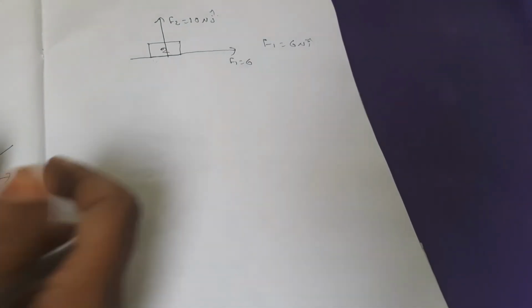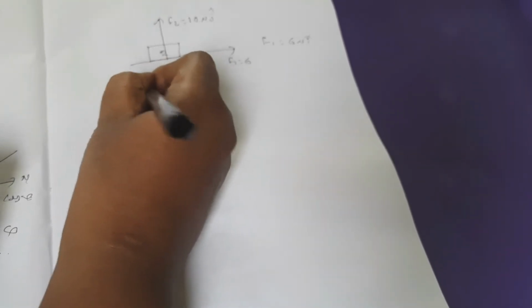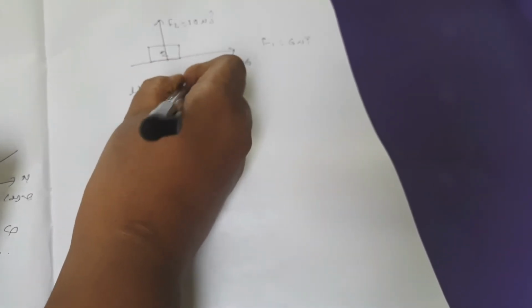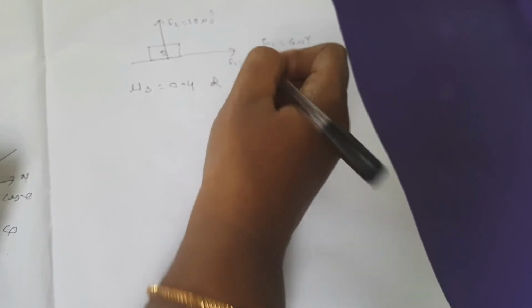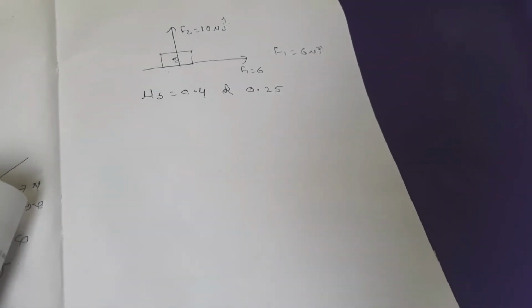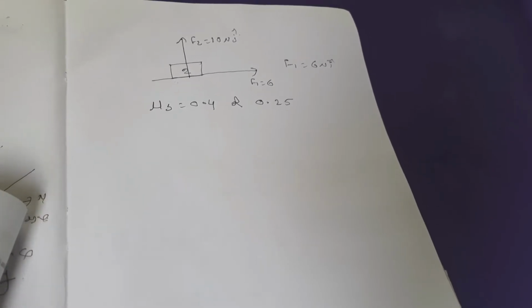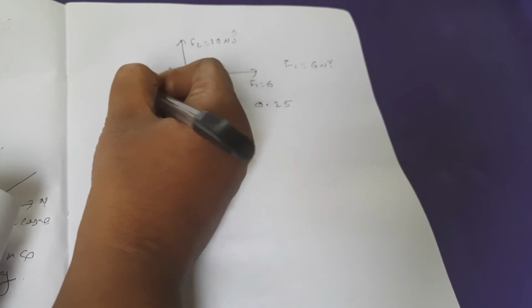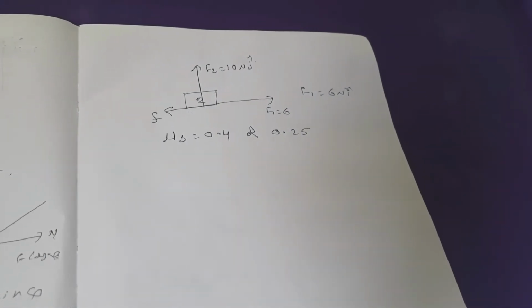The coefficients of static friction and kinetic friction, both they have given. Static friction is 0.4 and kinetic friction is 0.25. The question is the magnitude of the frictional force acting on the block. Where is the friction acting? Actually, friction is acting like this. From the free body diagram only we can find out.